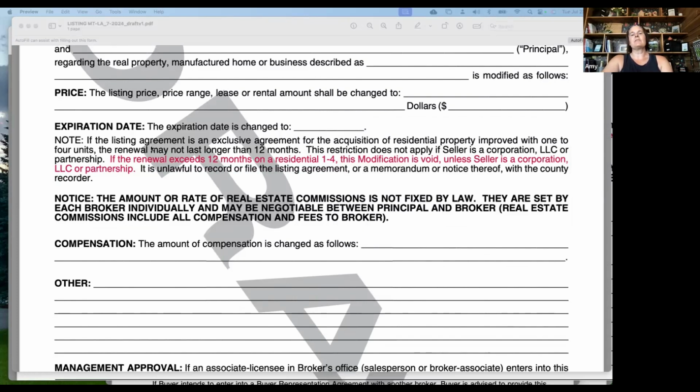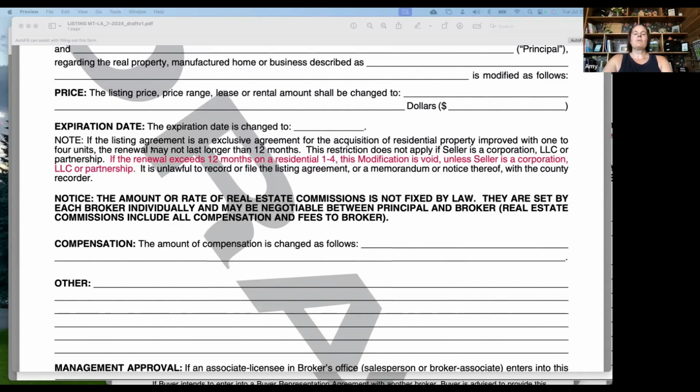Note, if the listing agreement is an exclusive agreement for the acquisition of residential property improved with 1 to 4 units, renewal may not last longer than 12 months. So just keep that in mind. It doesn't apply if it's a corporation or an LLC, or if it's not residential 1 to 4 units. So they shouldn't have updated this form, because you can see in red, I guess they just marked that it was void. So the update to this form is they're just telling you that if the renewal exceeds 12 months, it's void. Okay, unless it's an LLC partnership.